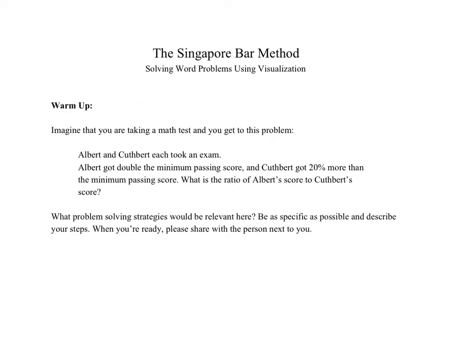Imagine you're taking a math test and you get to this problem. Albert and Cuthbert each took the exam. Albert got double the minimum passing score. Cuthbert got 20% more than the minimum passing score, and then it asks for the ratio of Albert's score to Cuthbert's score. So pause the video now, give this a try, see what you can come up with, and then later at the end of the video, after we've learned some methods, we'll return to this problem.